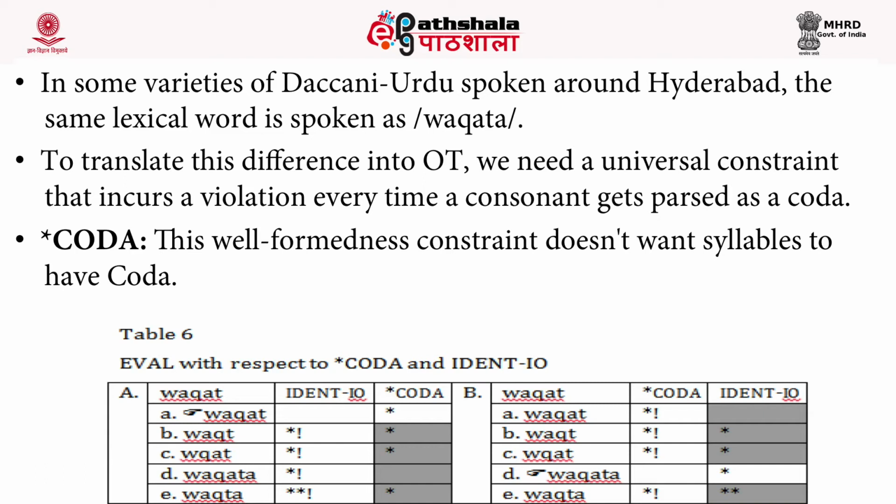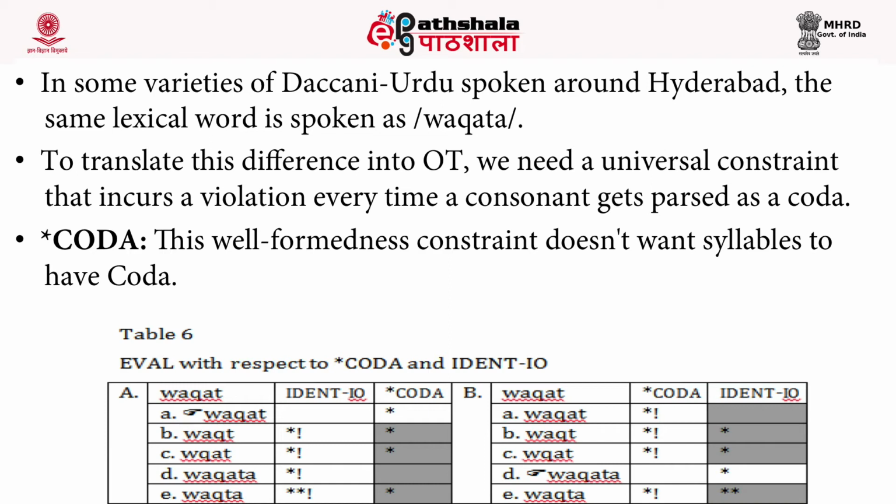Now if you place no coda as a higher ranked constraint, you can see in B, Vakat, in A, there is a coda, so it gets violated. B also, there is a coda, it gets violated, as well as there is deletion, so the faithfulness constraint also gets violated. In C, there is deletion, so the faithfulness constraint gets violated, and no coda also gets violated as it has a consonant in the coda position.